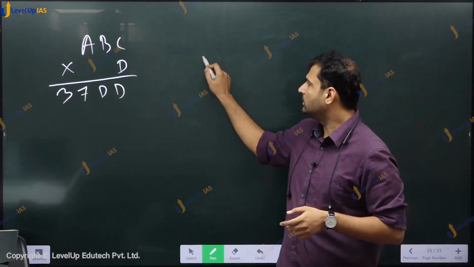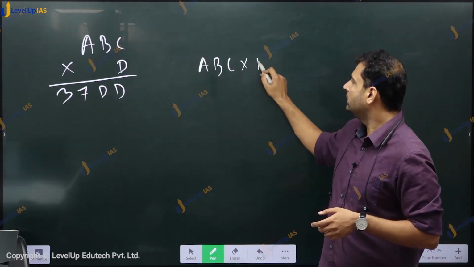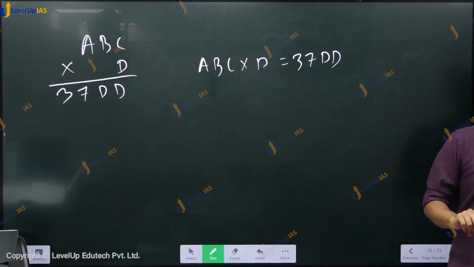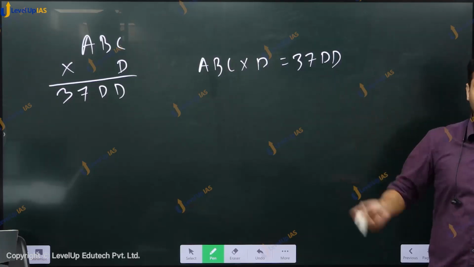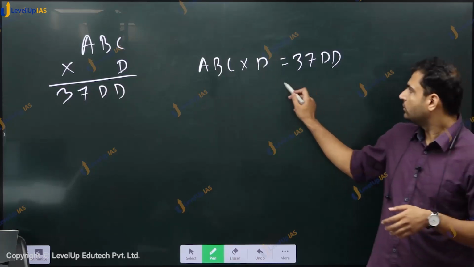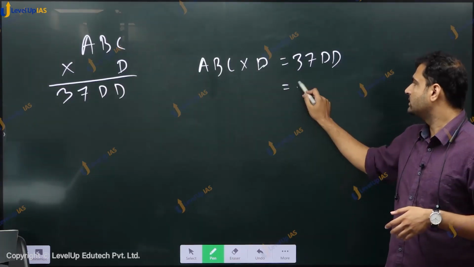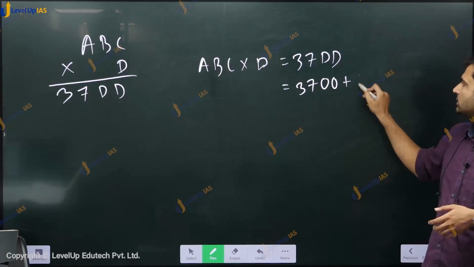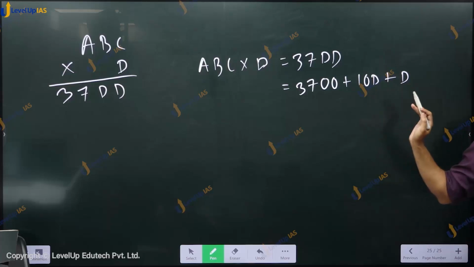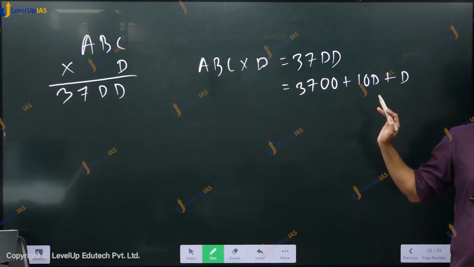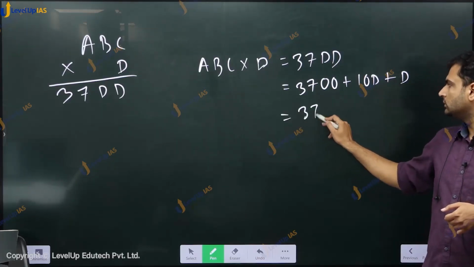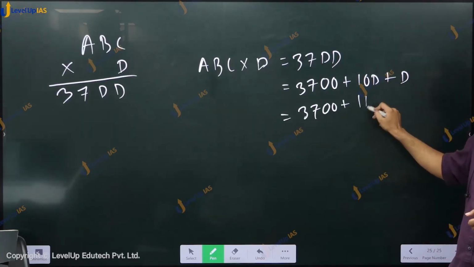We have something like this: ABC into D is equal to 37DD. And whenever we have such unknown quantities, we tend to look for place values. So here what we do is we write this as 3700 plus 10D plus D. Any problem? इसमें कोई प्रॉब्लम है? Which is equal to 3700 plus 11D.